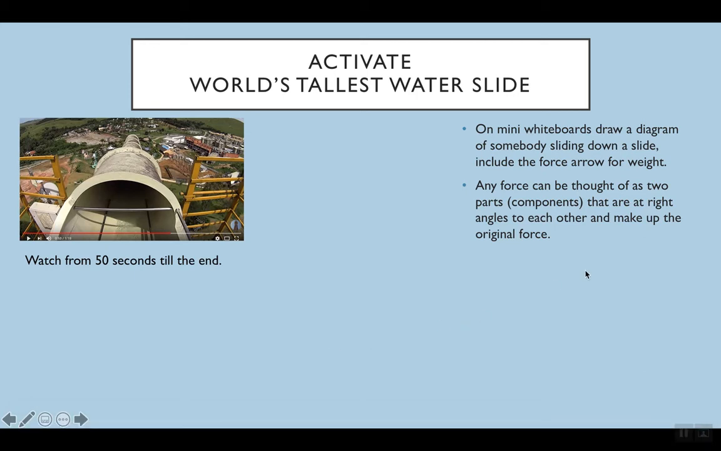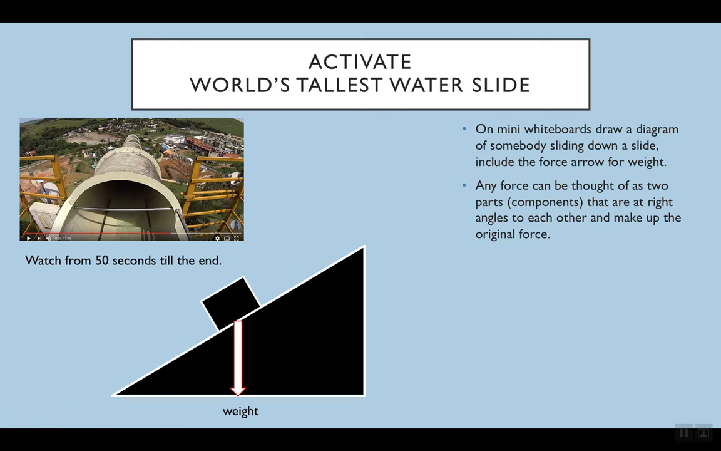So again, this is something you could do. Maybe draw what the forces on somebody going down a water slide would be. What do you think they would be? I'd like you to think about this really. You'd have a force arrow for their weight, so you could draw that. And then we can think of any force as two other forces, two components. These two forces would be at right angles to each other, and they would make up the original force. So try and draw the components of that force.